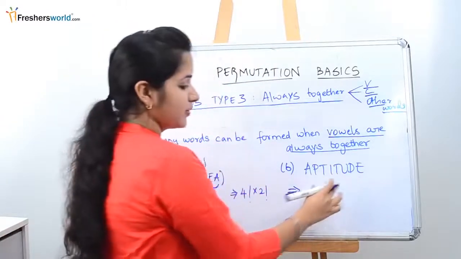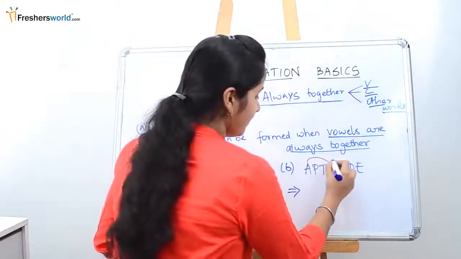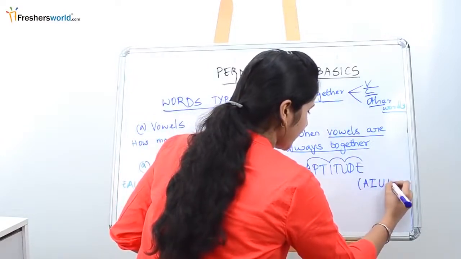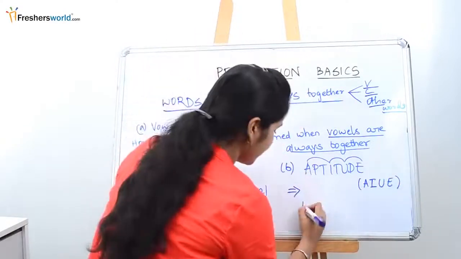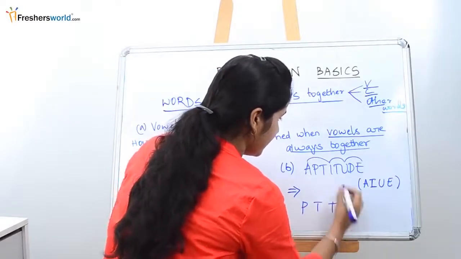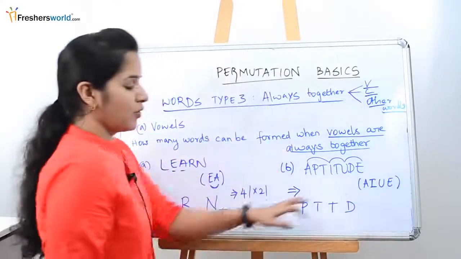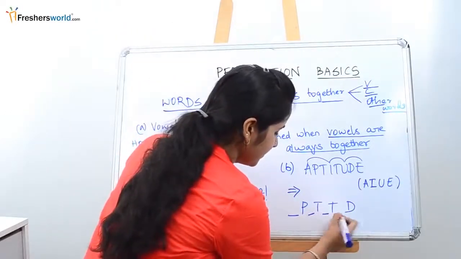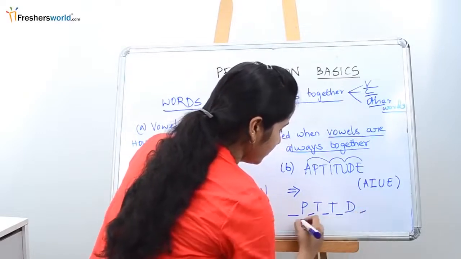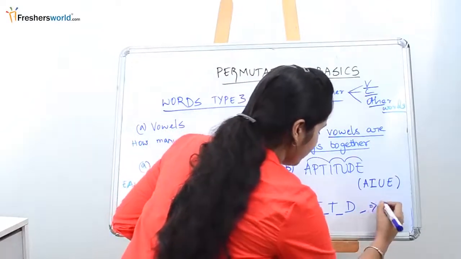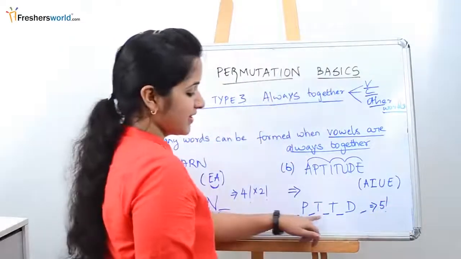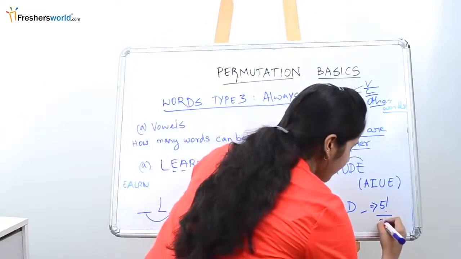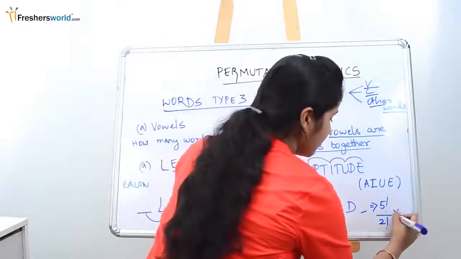In the case of APTITUDE, what are the vowels here? A, I, U and E. Vowels are always together, so write them separately. What are the remaining letters? P, T, T and D. What are the places where the vowels can be arranged together? In the front, between these, between here, or in the last. So there are 5 spaces, so 5 factorial ways. In this you can see T is repeated twice. As we have done in the previous videos, we have to divide it by 2 factorial.